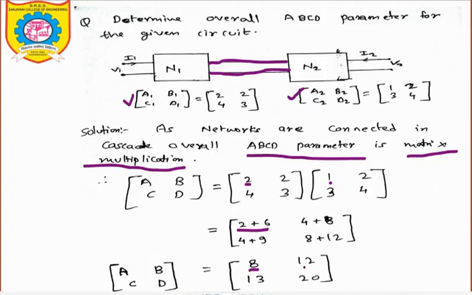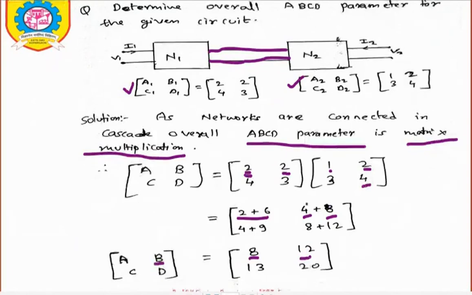Then the B value will be row into column multiplication. So first row, second column: 2 into 2 plus 2 into 4, that means 4 plus 8, 12.